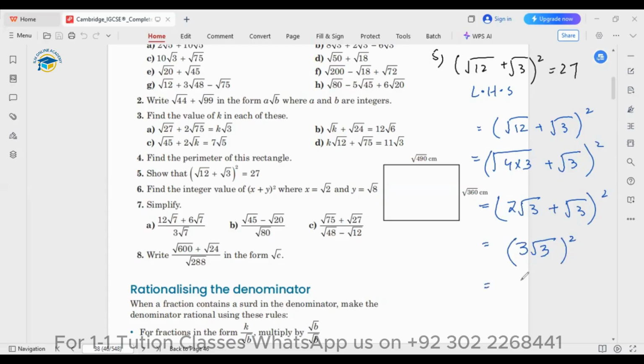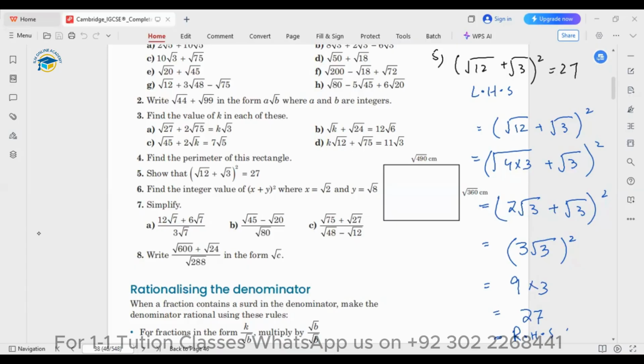So in total this will be 3√3, and taking the square as well. Now 3 squared will be 9, and the square will cancel out the square root, so we are only left with 3. So 9 times 3 is 27. That is equal to the right-hand side. This is what they were asking us to prove. We have proved this one. For the fifth part, hope this is clear as well.